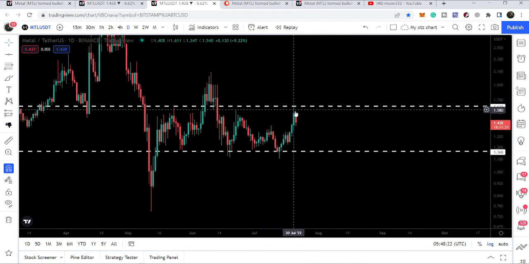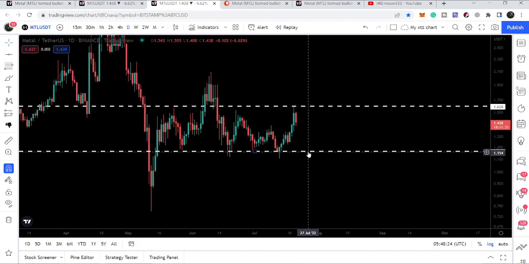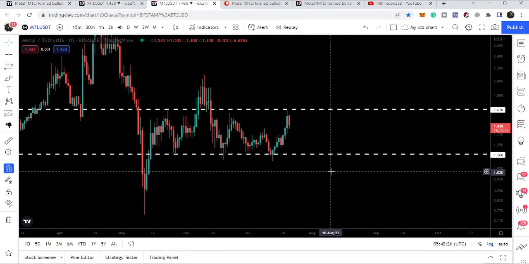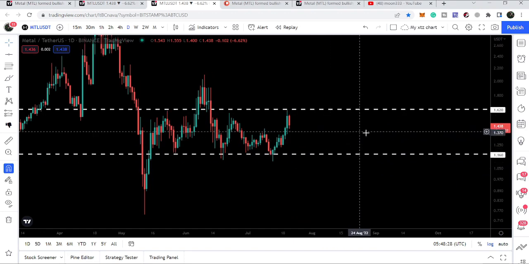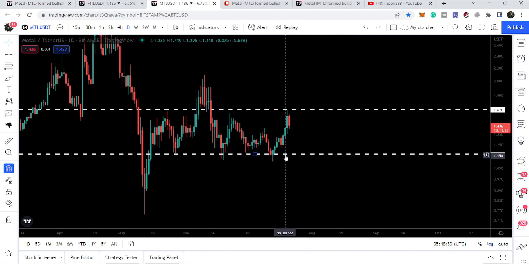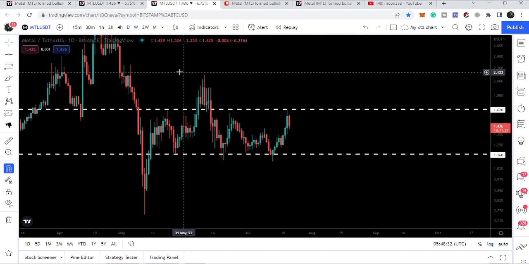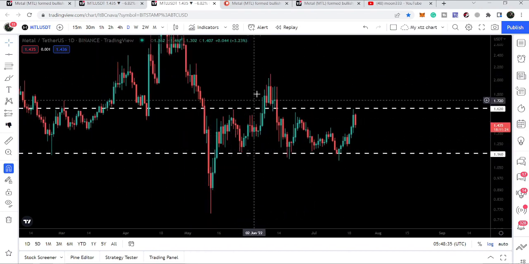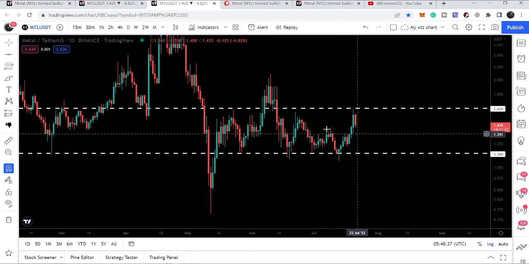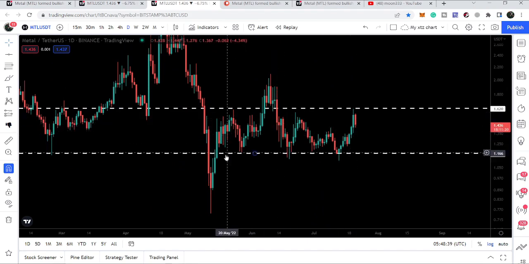Therefore, in case of moving down from here at this support, it can again work as a strong support for the price line of MTL. But I'm not expecting that we are going to test this support. At the same time, you can see that it has also formed this head and shoulder pattern as well. And by the way, this is a bearish reversal move.